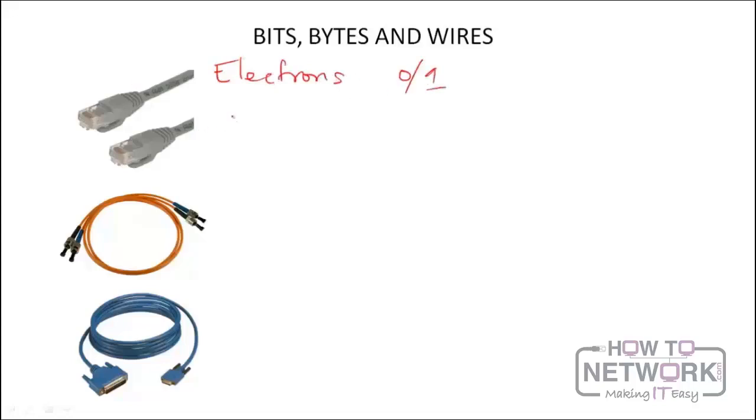Second is that their speed varies. It could be 10 megabits per second, it could be like 100 megabits, and it could have like 1 gigabit. Now, a bit is the state of the electron, whether it's 0 or 1.